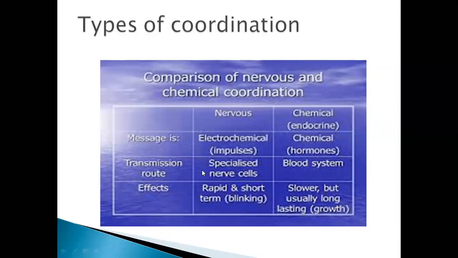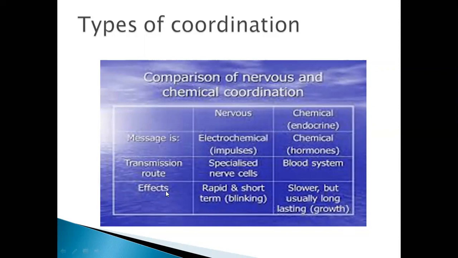Next is the transmission route. How is the message transmitted? What is the pathway that is used by the nervous system and by the chemical coordination? Specialized nerve cells. There are millions of neurons present in your body that are responsible for the transmission of the message, and they are known as nerve cells. While in chemical coordination, what happens? Blood system. Your blood is responsible to send the message towards the chemical coordination system.